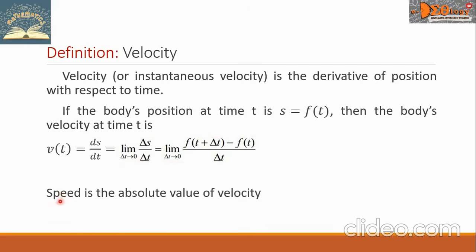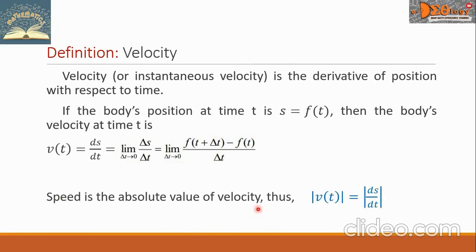Now, speed is the absolute value of velocity. So the speed is equal to the absolute value of v(t), and this is equal to the absolute value of ds/dt.